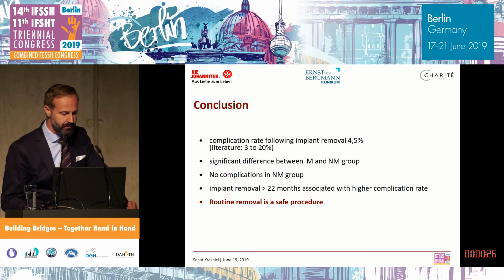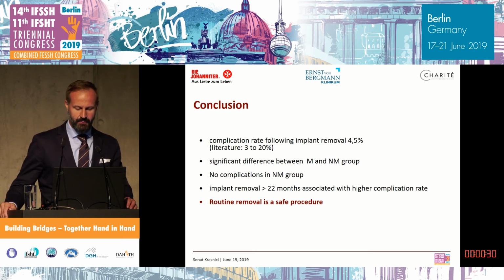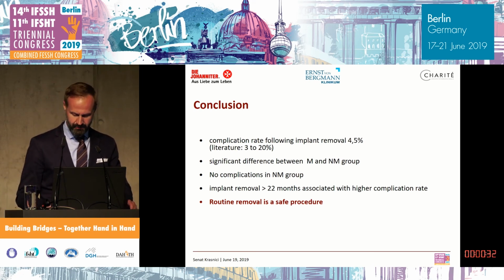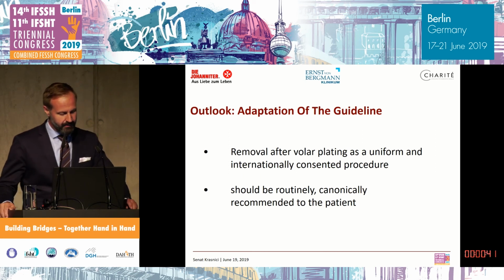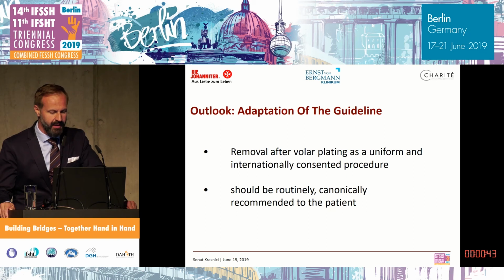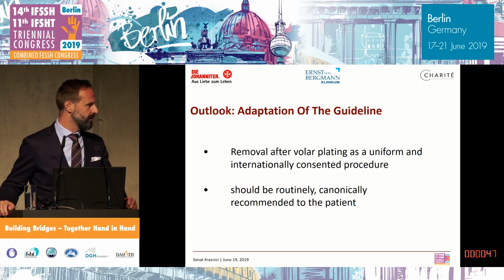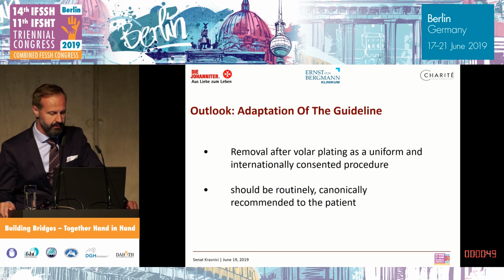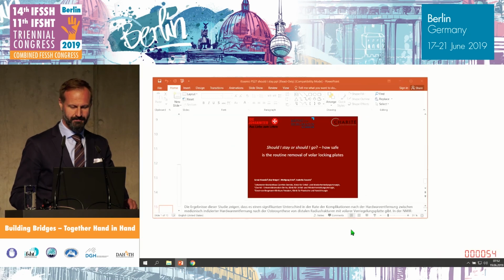Implants that were removed 22 months and later were associated with much higher complication rates, so we can conclude that routine removal of the plate is a safe procedure. We can now put it that way: removal after volar plating could be a uniform and internationally consented procedure and should be routinely canonically recommended, at least to the patient. Thank you very much.